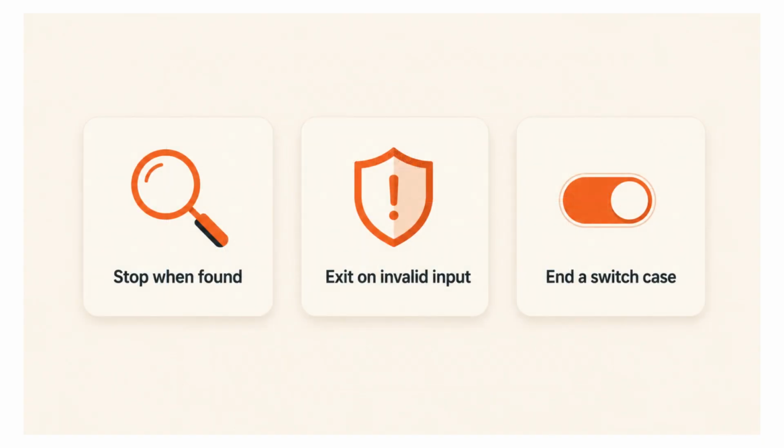So where do we actually use break in real projects? Let me show you 3 common situations. First, when you're searching for something. The moment you find it, you break out of the loop. No need to waste time checking the rest. Second, when you receive invalid input or hit an error condition, break helps you exit safely. And third, inside switch statements, break is used after every case to stop the program from running into the next case by mistake. These 3 patterns will cover almost every situation you'll face as a beginner.